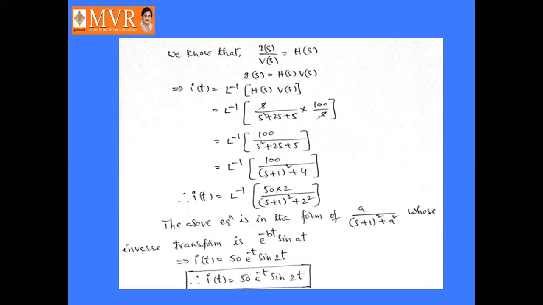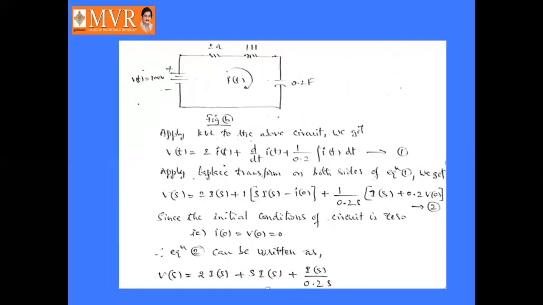Here b value is 1, so it will become 50, the constant, into e power minus 1 into t into sin 2t. So i of t value is 50 into e power minus t into sin 2t. Like this we can find out the i of t value for this problem.